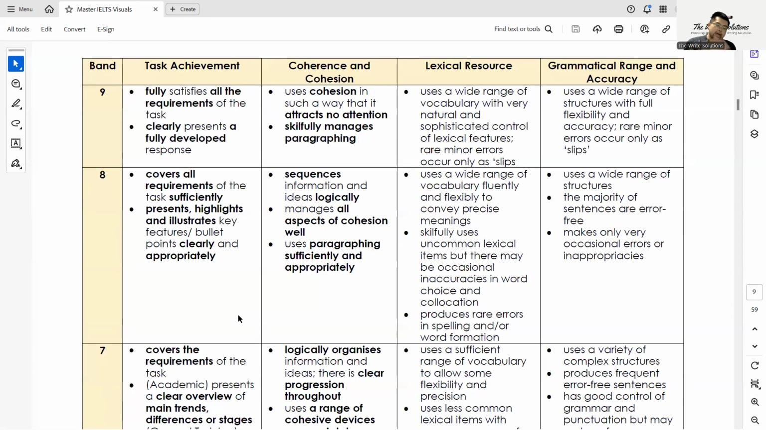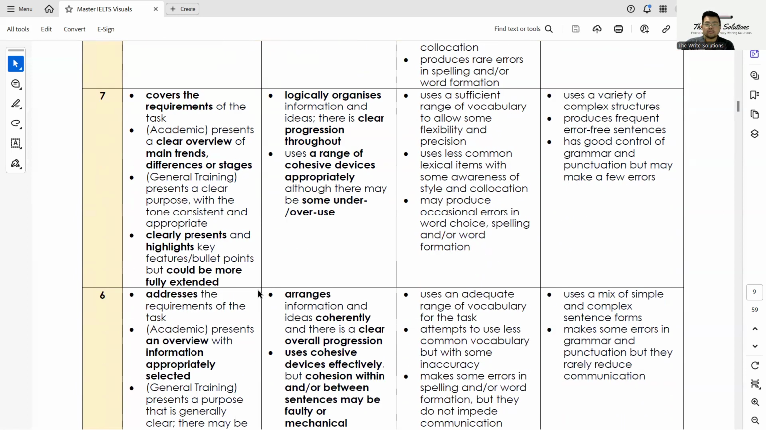Let's go to lexical resources, again, vocabulary. Band 9 uses a wide range of vocabulary with sophisticated control and no minor errors. Band 8 has a wide range, good fluency and flexibility, using uncommon lexical resources but occasionally some inaccuracies, with rare errors in spelling or word formation. Band 7 has more, occasional errors, okay?